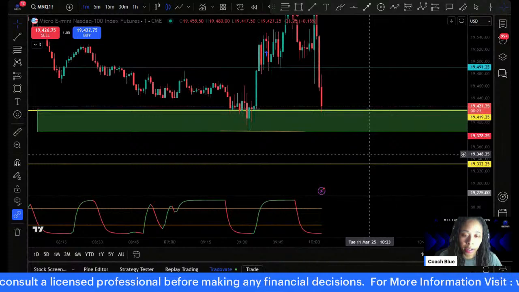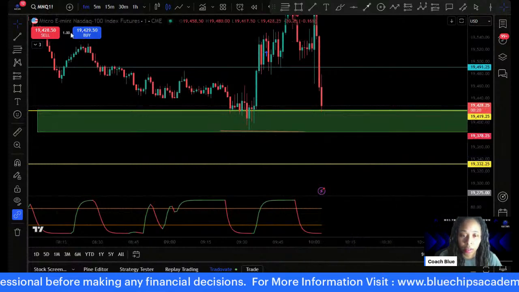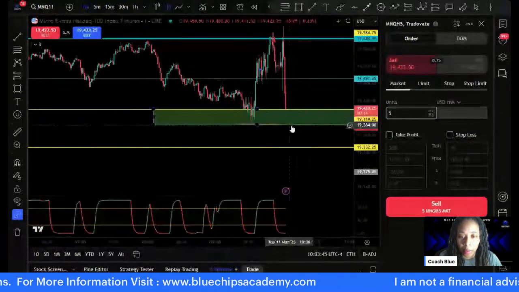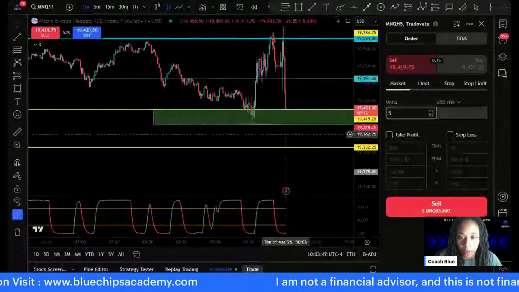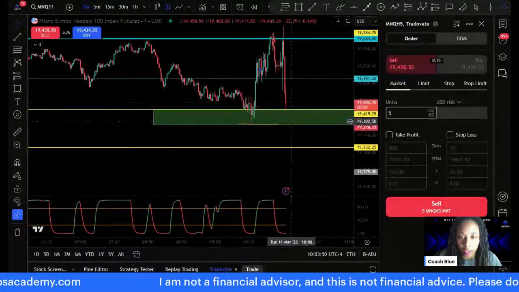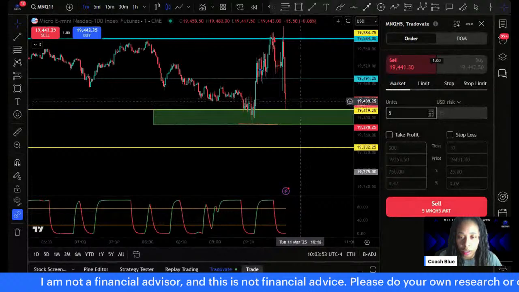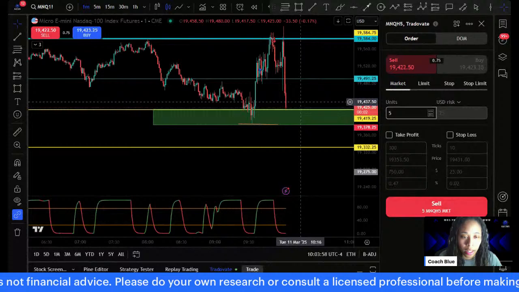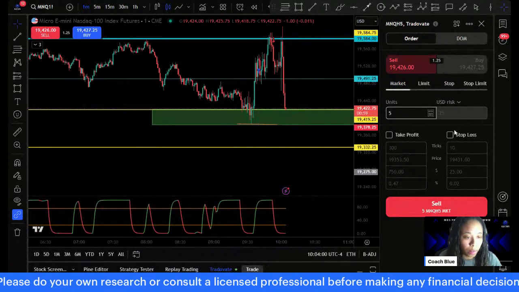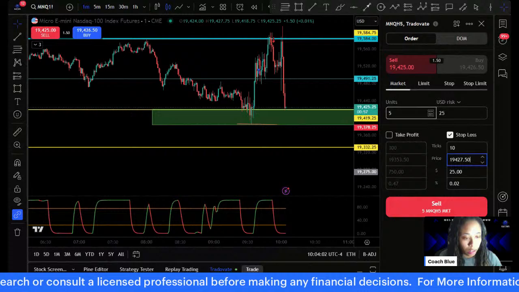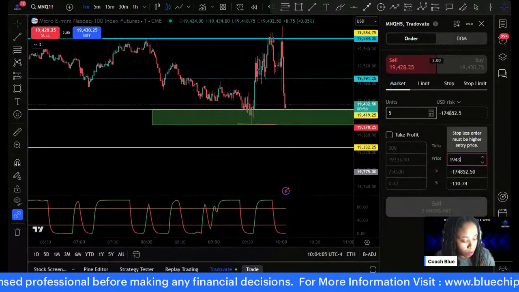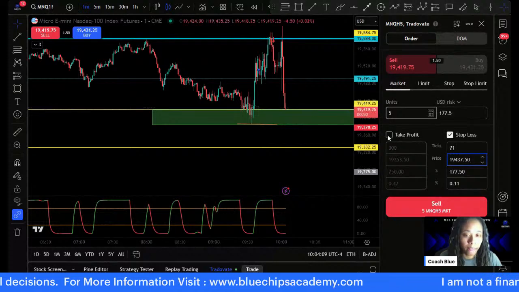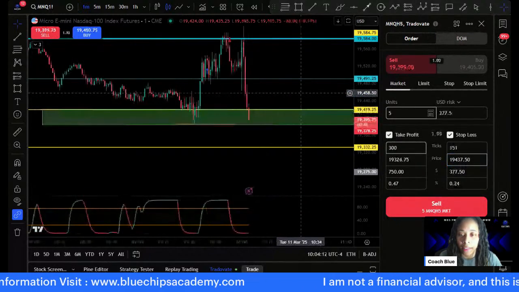We are coming down, guys. Let me get ready for my sell. Okay, where would I place my stop? So if we get our breakout pullback continuation, this would be the first level, and then this would be the second level. So probably we'll put the stop at 19,437.50. 19,437.50 is where I will put that.